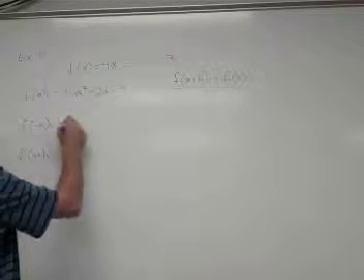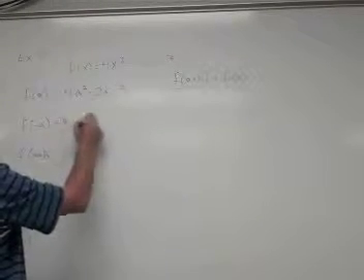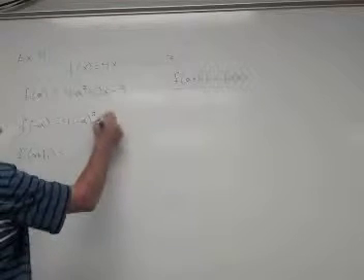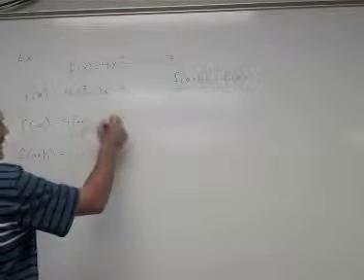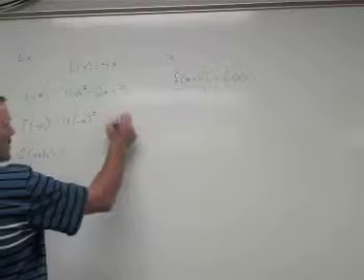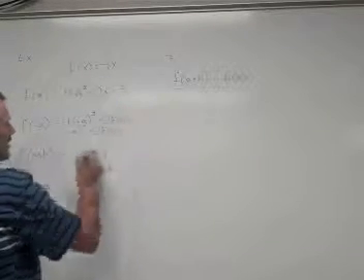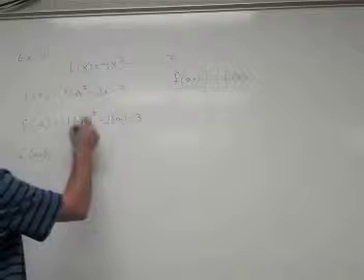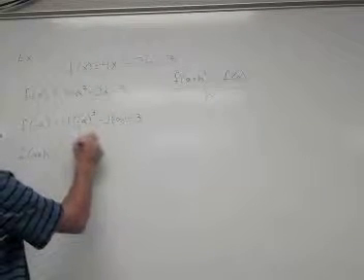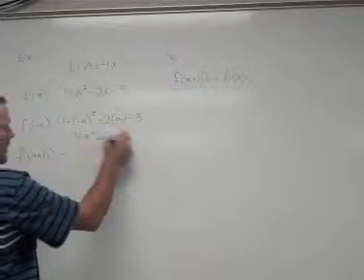When we evaluate f of negative a, again, we replace that x with a negative a. So we get 4 times negative a squared minus 2 times negative a minus 3, and that gives us, negative a squared is just a squared, so it's 4a squared plus 2a minus 3.